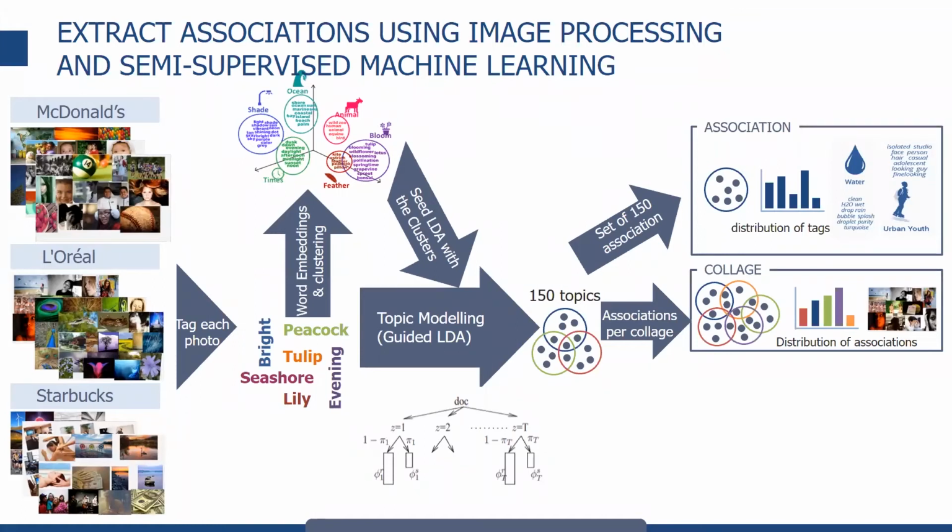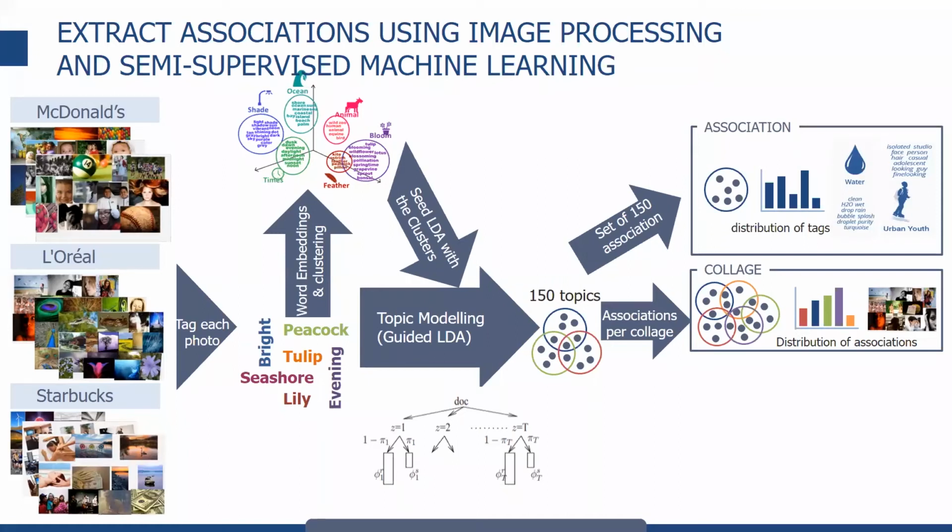Okay, what is an association? It's really a probability distribution over these tags. Okay, so we've got two example ones here. Water, okay, so that's one association. Urban youth, that's another association. Okay, so each topic is a probability distribution over words, which we then manually labeled using a team of research assistants.